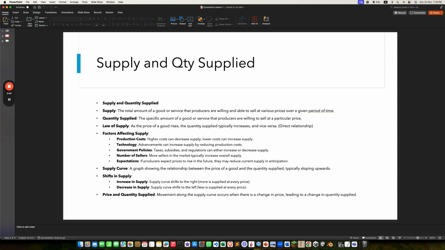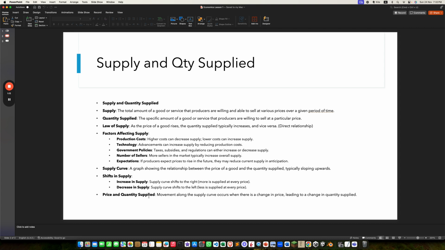Now, some factors that affect supply are production costs, technology, government policies, the number of sellers, and expectations. So expectations are: if producers expect prices to rise in the future, they may reduce current supply in anticipation. Now, the supply curve is a graph showing the relationship between the price of a good and the quantity supplied. Typically, it's always sloping upwards.